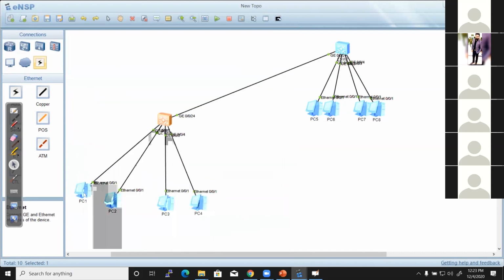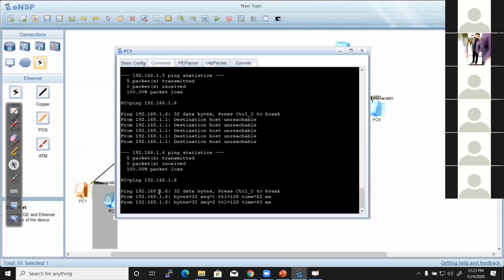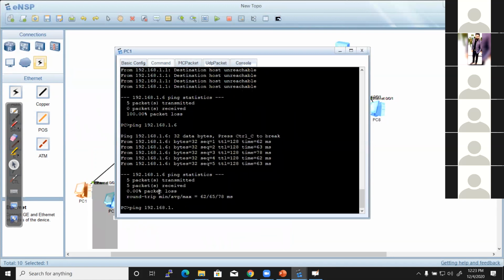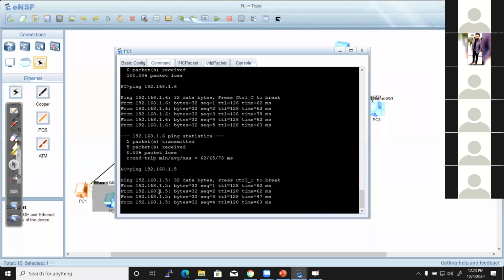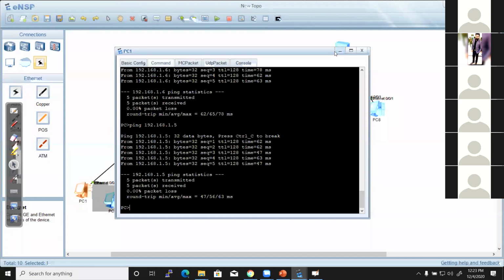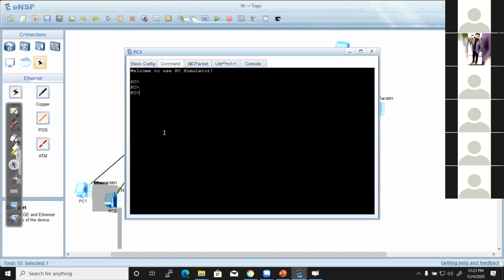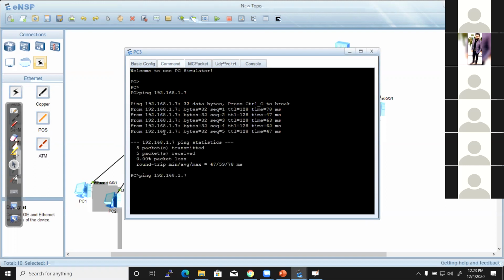And now just try to ping with the same guy, and now you can see the reply is coming from 1.6. And also you can see the reply is coming from 1.5 because we just configured the non-edge as a trunk. And the accountant guys want to communicate with each other, they can also communicate. So try to ping 192.168.1.7, you can see I'm getting the response. And if you want to communicate with 1.8, you can also communicate.